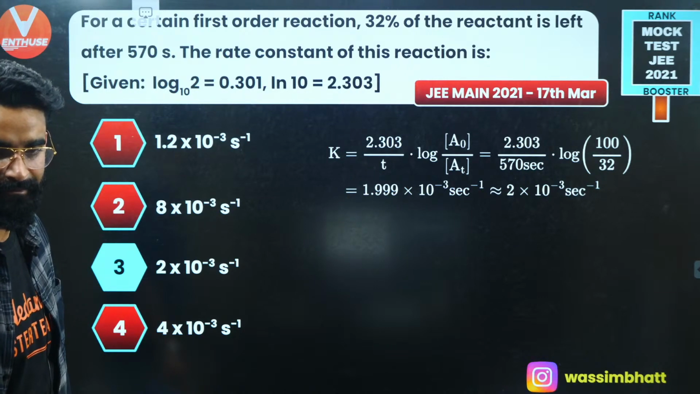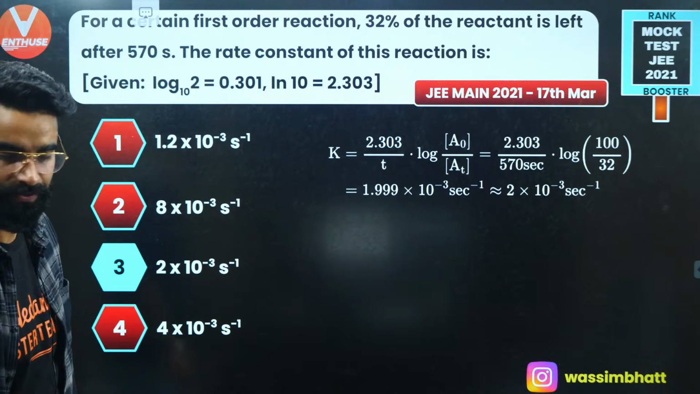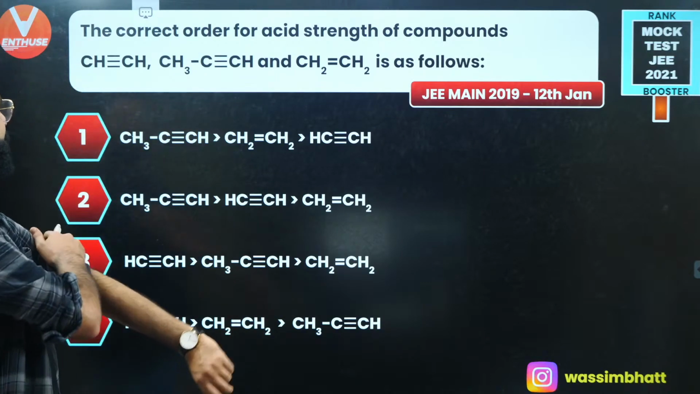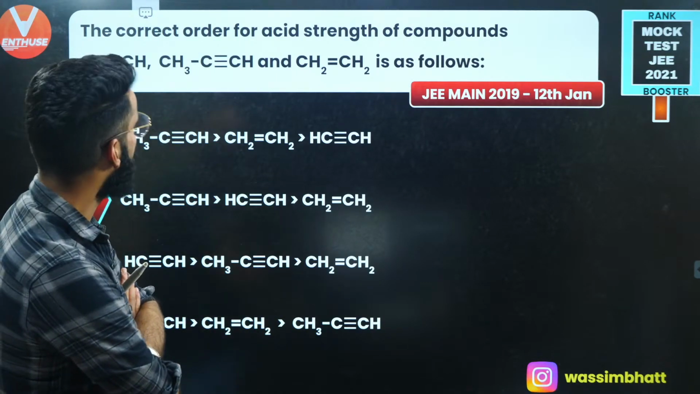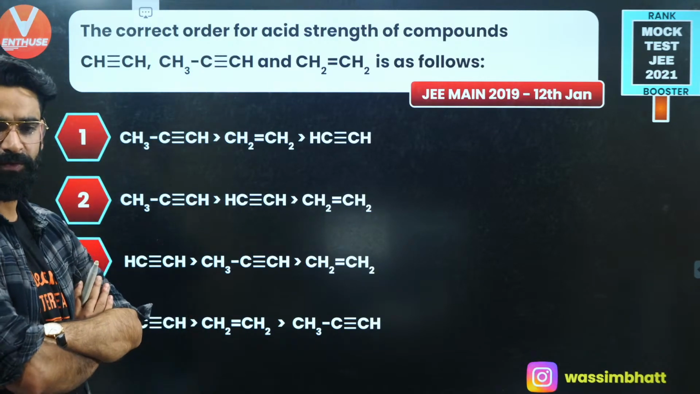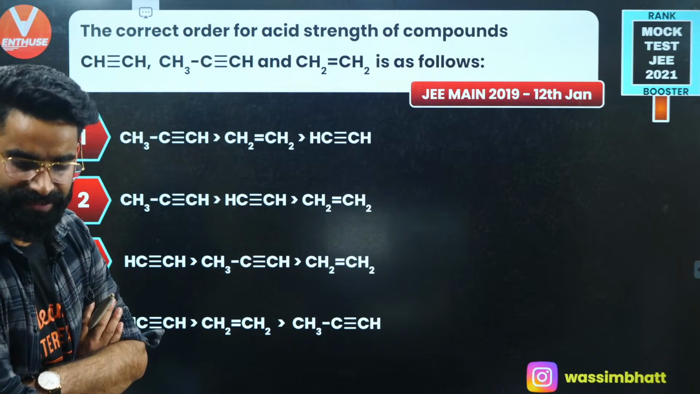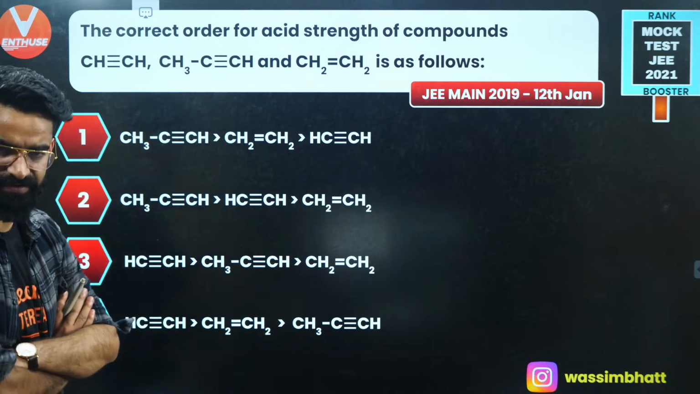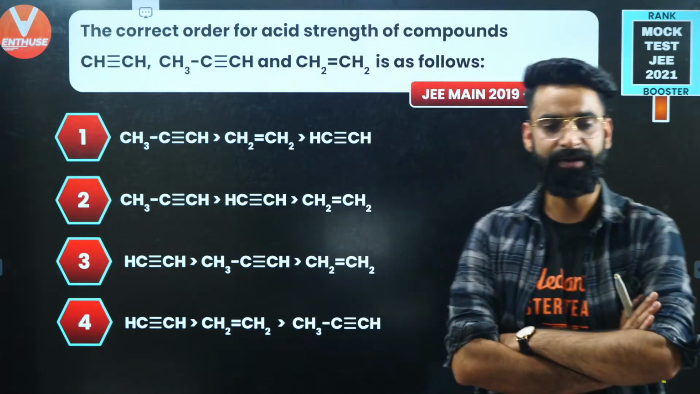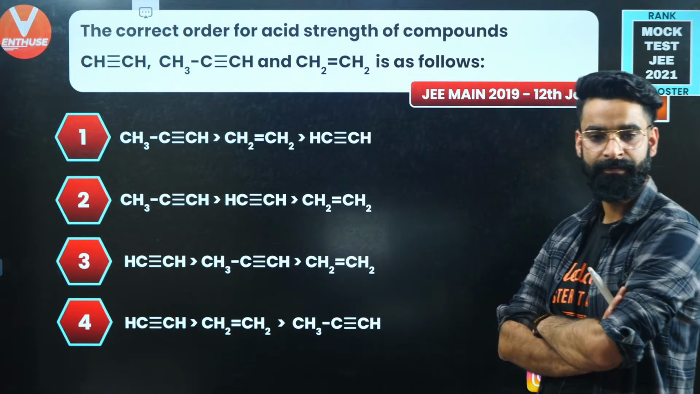Perfecto. Let's move on to one more then. The correct order for acidic strength of the compounds. We are given the compounds and we need to check the acidic strength. The question was asked in your Mains 2019, 12th Jan attempt. Give it a try and let me know its answer fast.